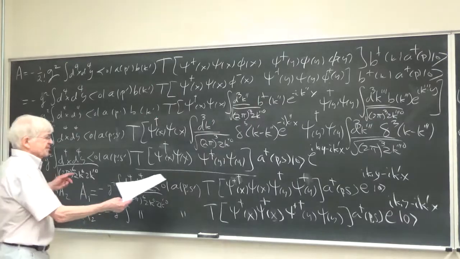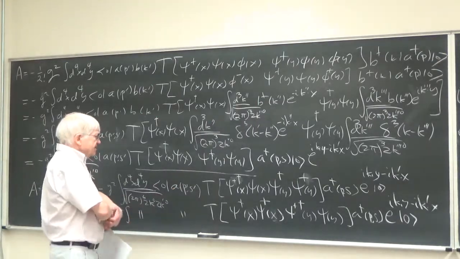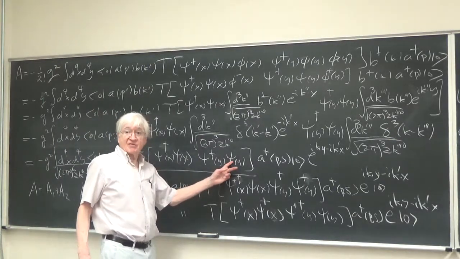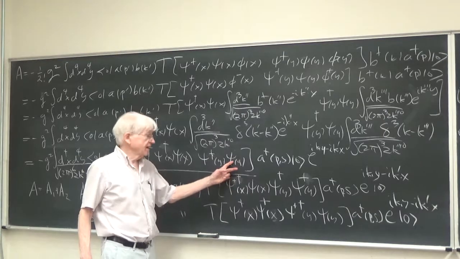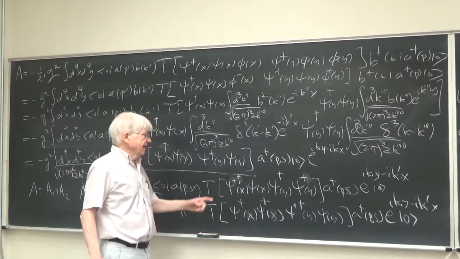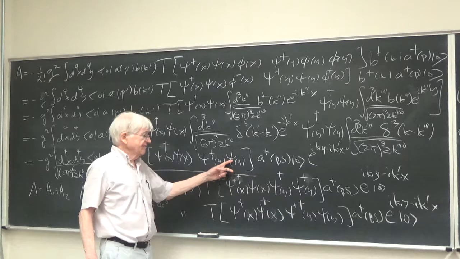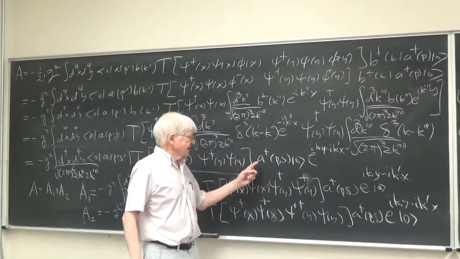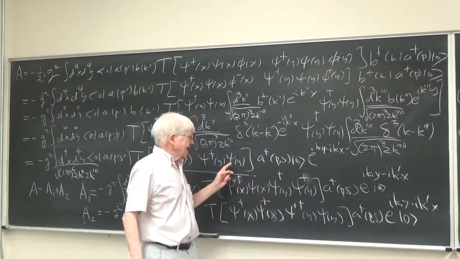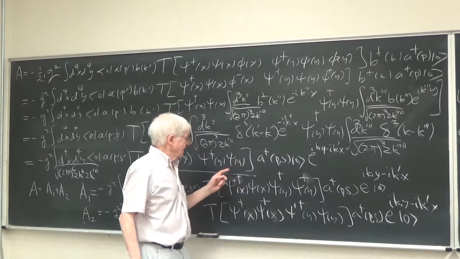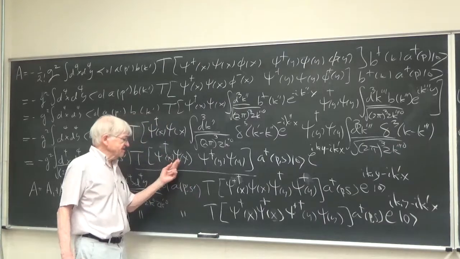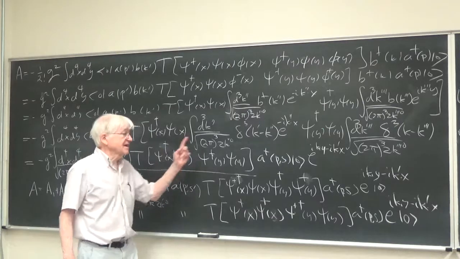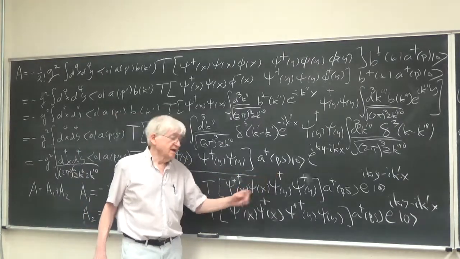What we've got is this expression here. And in this expression, this thing is psi plus of y plus psi minus of y. If we pick the psi plus of y, that can annihilate this thing. On the other hand, over here we have psi plus of x plus psi minus of x. If we pick the psi plus of x, it can annihilate this guy.